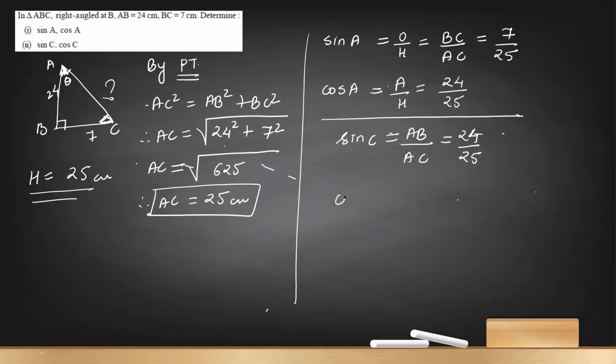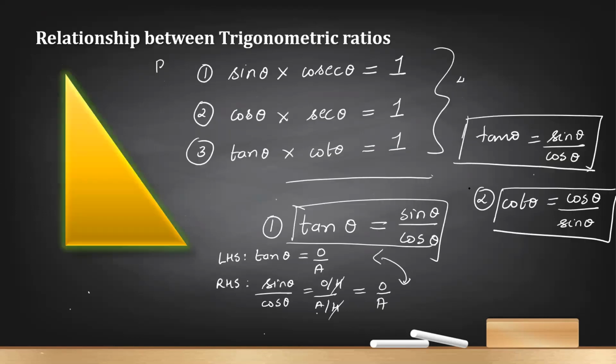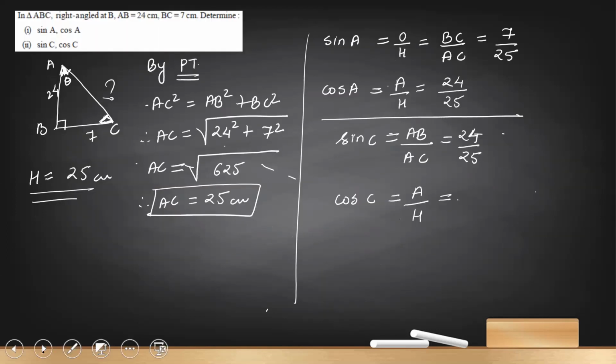And cos C. Cos is again adjacent upon hypotenuse. So what is my adjacent? For angle C, the adjacent is 7. So 7 upon, that will be BC upon AC. This is equal to 7 upon 25. That's it. Quite easy? Yes.